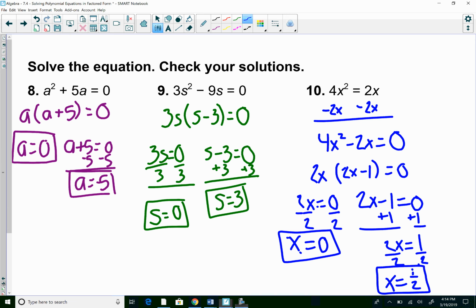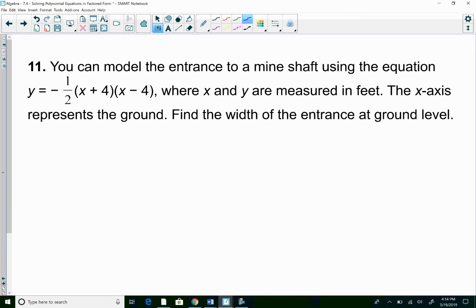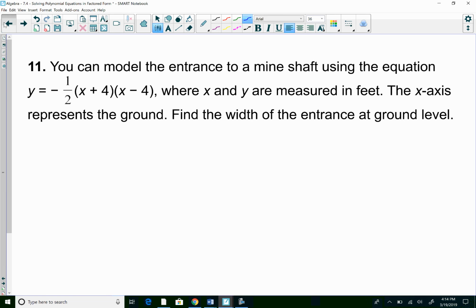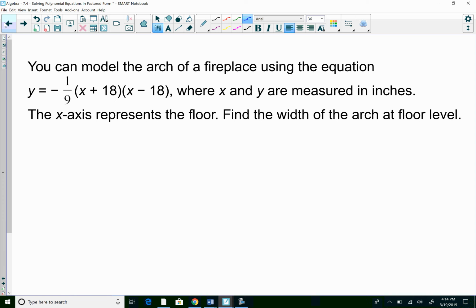Okay, last example. So here's what we've got. Let's see, I don't think this is the example you guys have on your papers. Here it is. Okay. So you can model the arch of a fireplace using the equation y equals negative 1/9 times (x plus 18) times (x minus 18), where x and y are measured in inches.